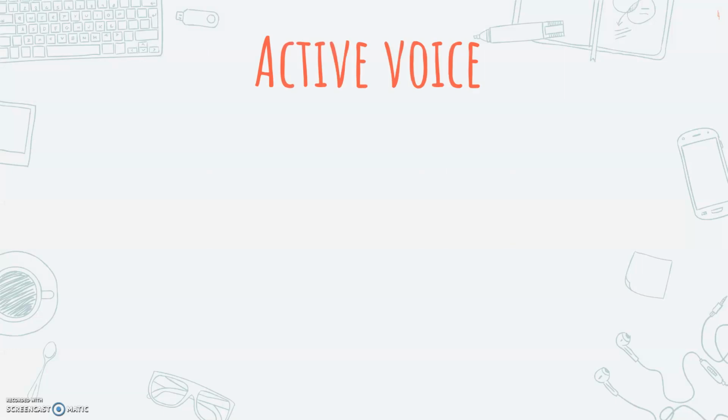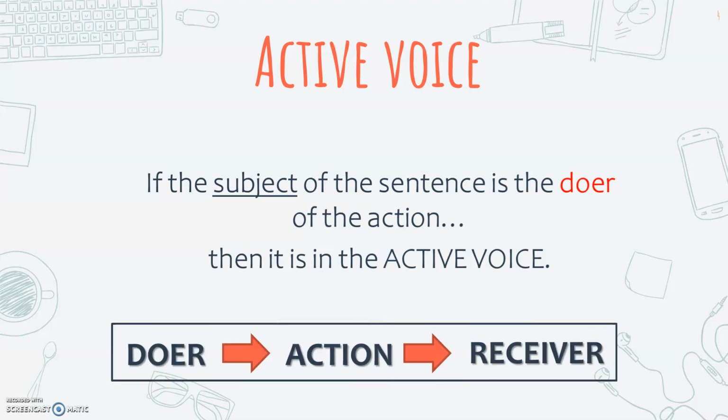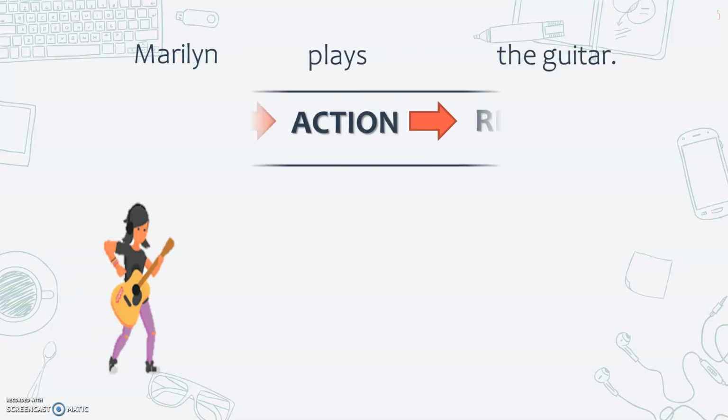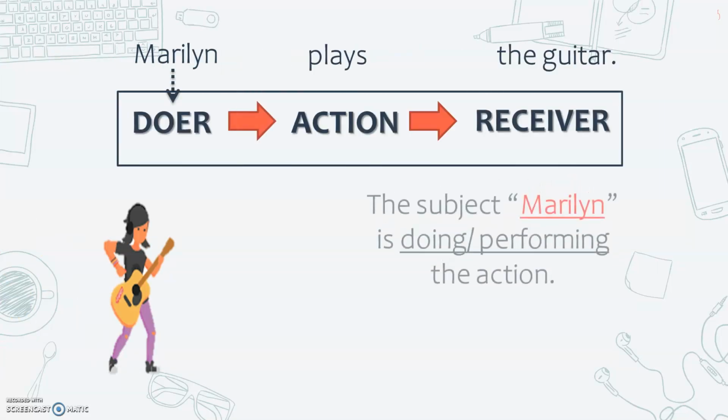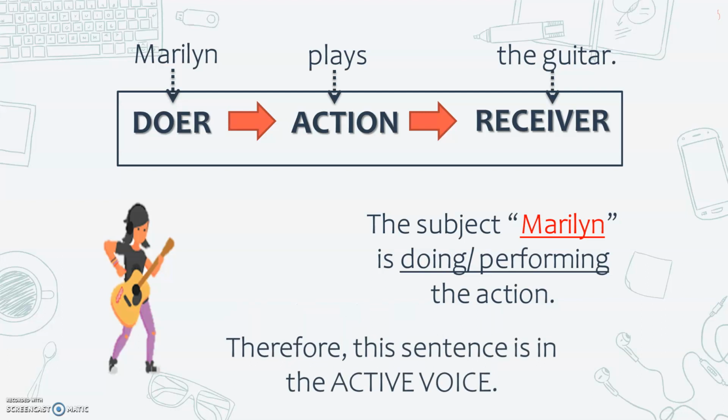The active voice refers to the sentence in which the subject is the doer of the action. For example, Marilyn plays the guitar. The subject Marilyn is doing the action plays. This sentence is in the active voice.